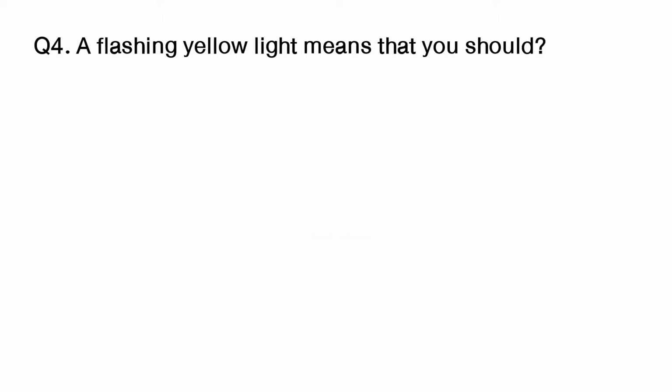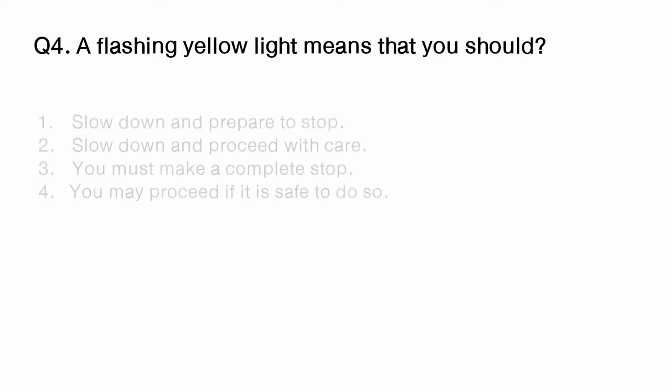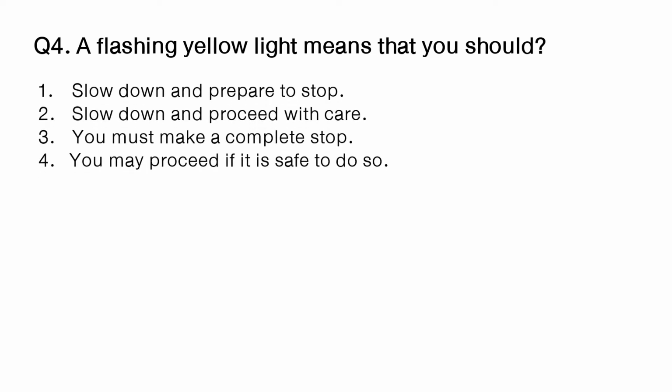Question. A flashing yellow light means that you should, option number 1, slow down and prepare to stop. Option number 2, slow down and proceed with care. Option number 3, you must make a complete stop. Option number 4, you may proceed if it is safe to do so.